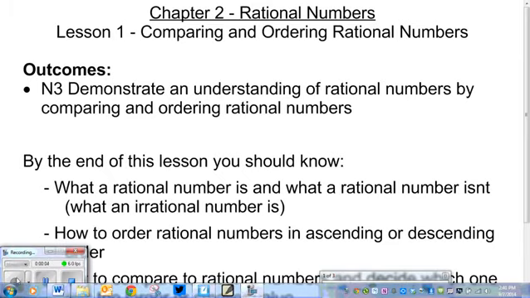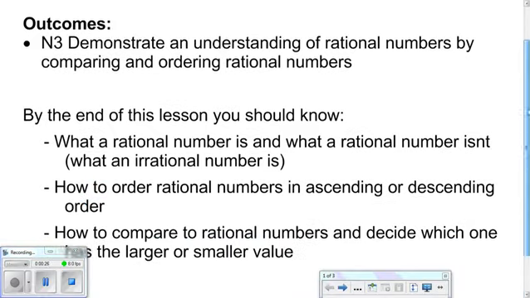Okay, this is your first lesson for Chapter 2, Rational Numbers. This first lesson is going to look at comparing and ordering rational numbers. So by the end of this lesson, you should be able to know what a rational number is and what a rational number isn't, so the difference between rational and irrational numbers. And then you should be able to know how to order rational numbers.